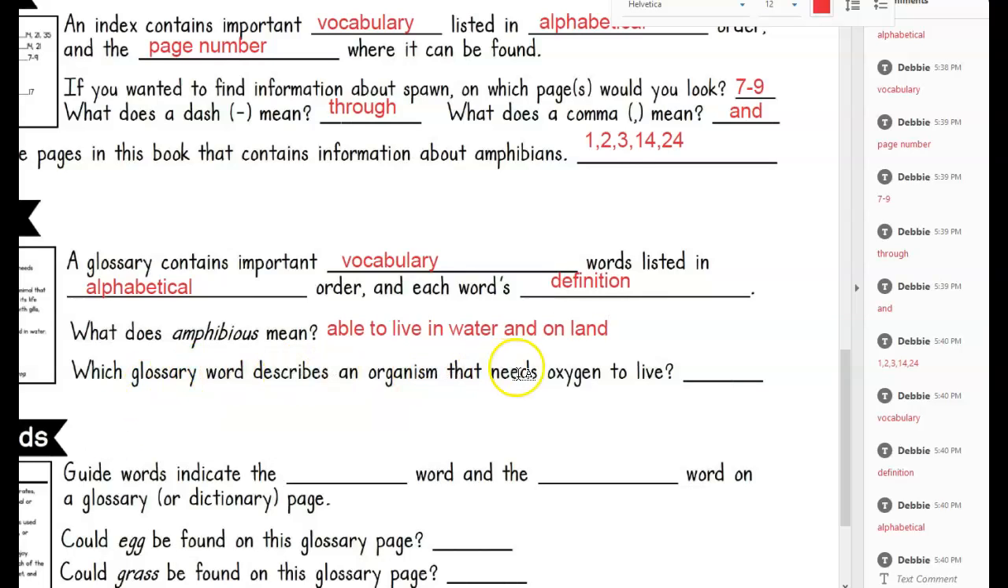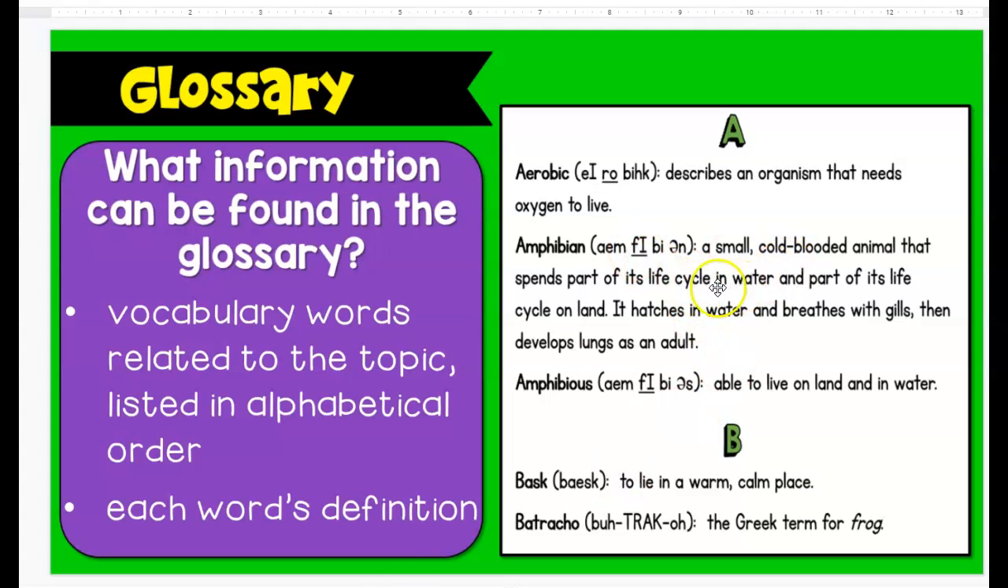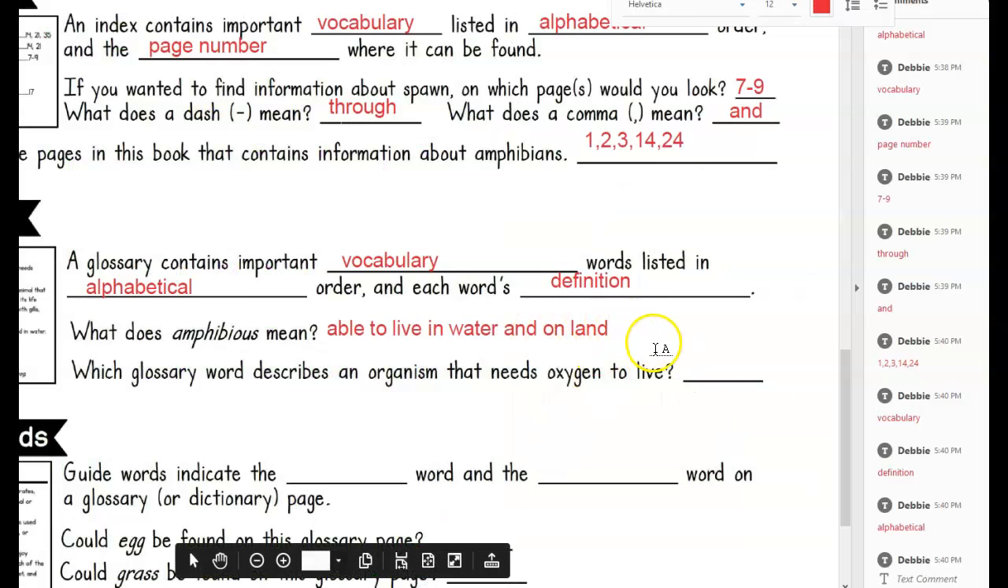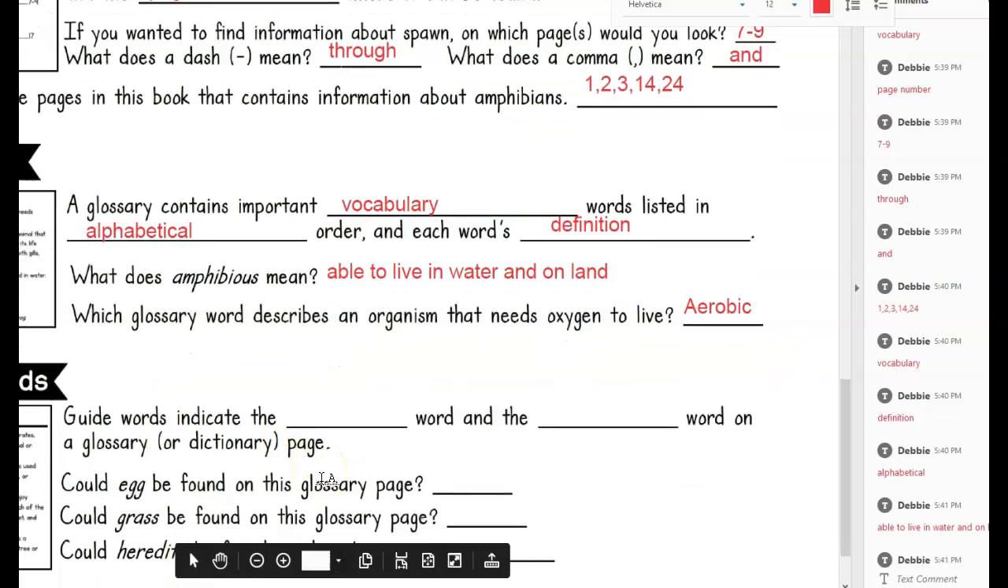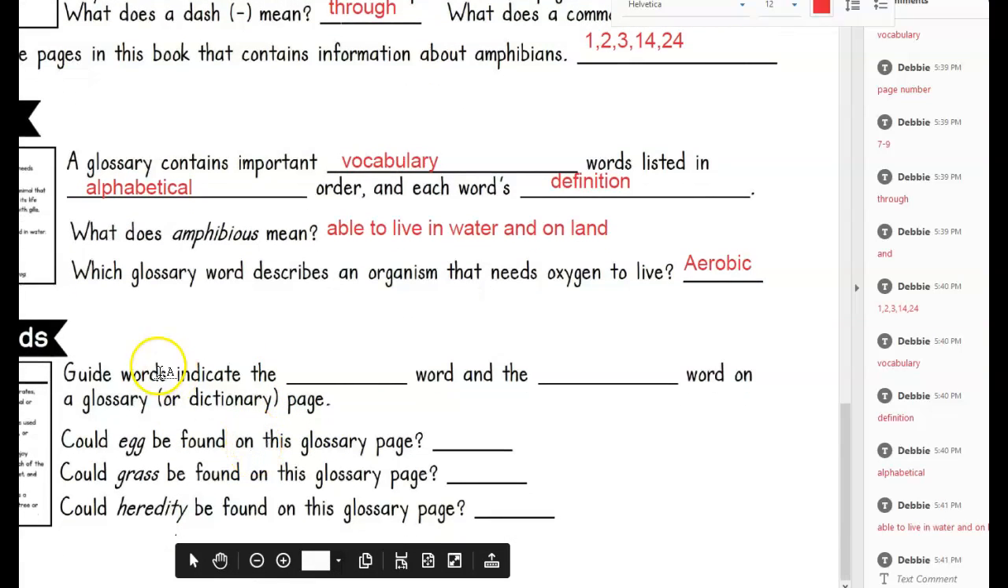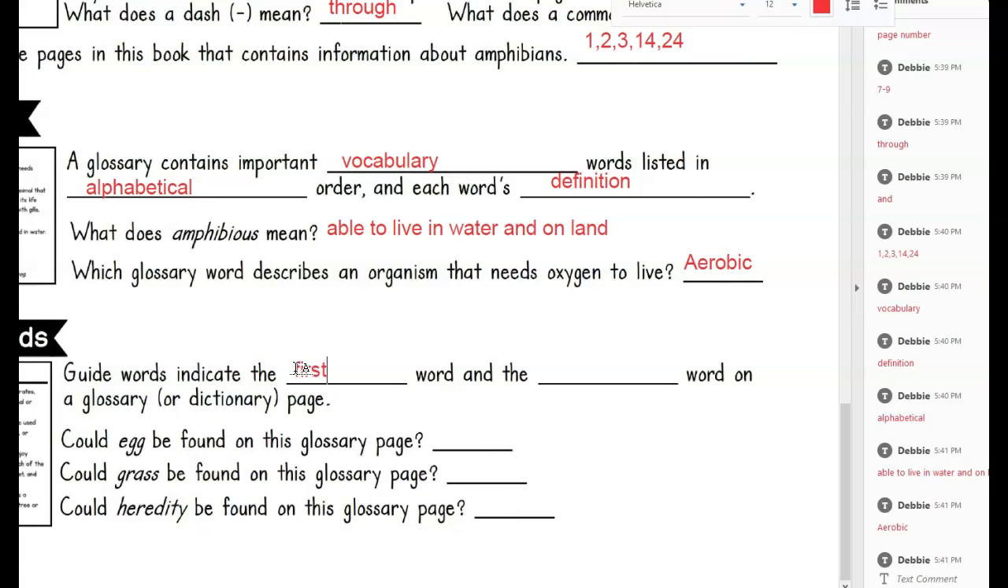Which glossary word describes an organism that needs oxygen to live? Needs oxygen, let's see. The top one, aerobic. A-E and then aerobic. So, A-E, aerobic. And then our last one was guide words. Guide words indicate the first word and the last word on a page.